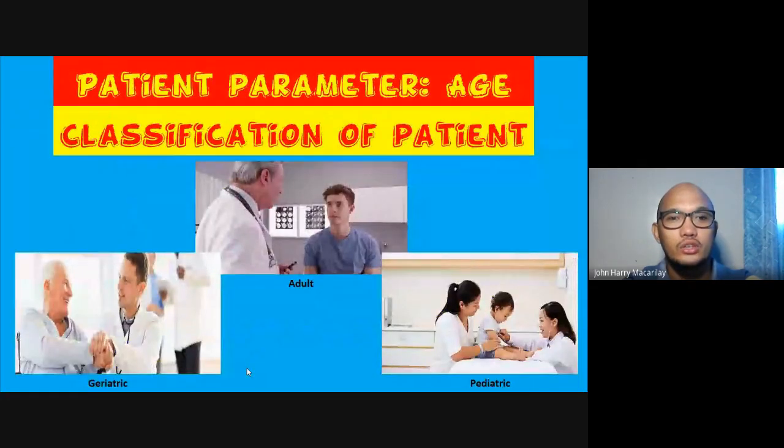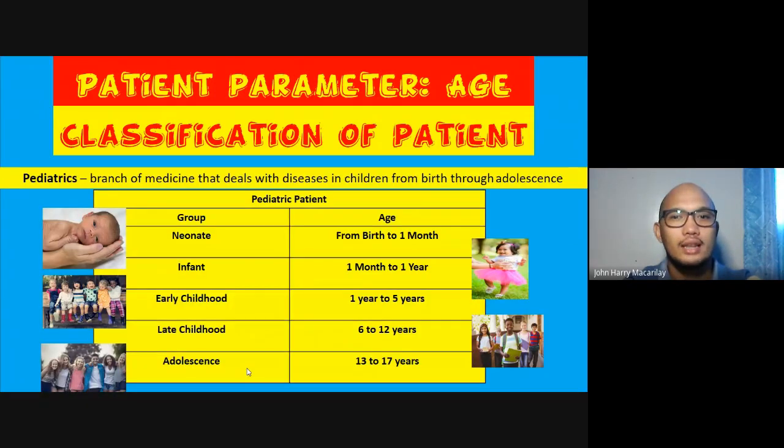Patient parameter according to age. Here is our classification of patients. We have pediatric patients, adult, and geriatric. But for most adjustment of doses, we consider the pediatric and the geriatric. For the adult, we have to consider the condition of the patient and the function of some organs for the adjustment of the dose. So for the classification of patient, you have pediatrics.